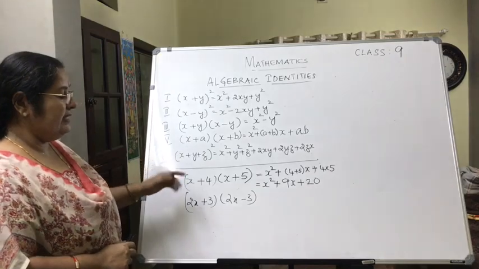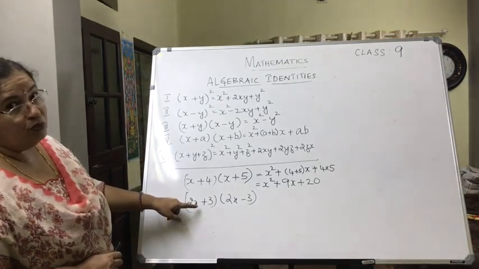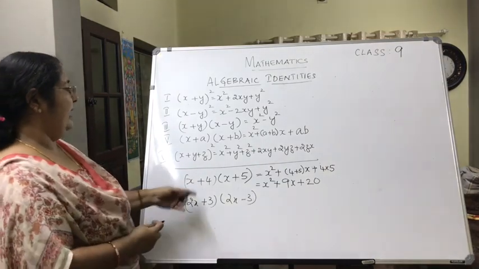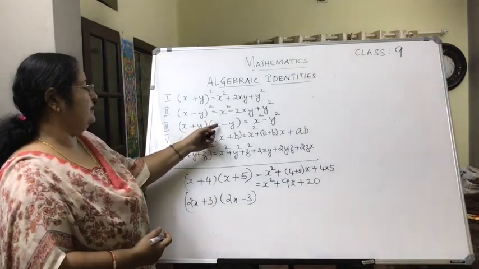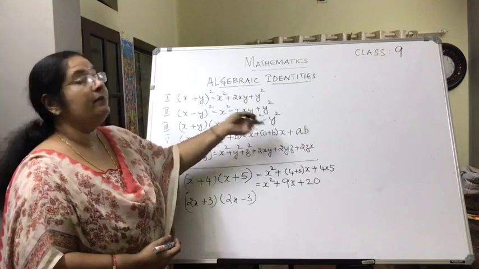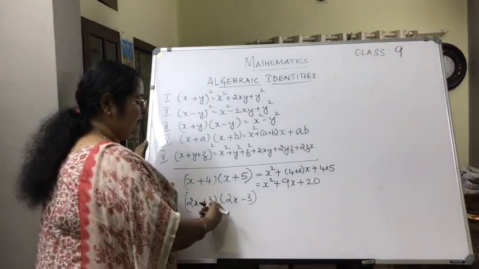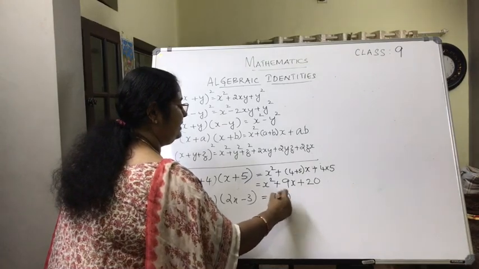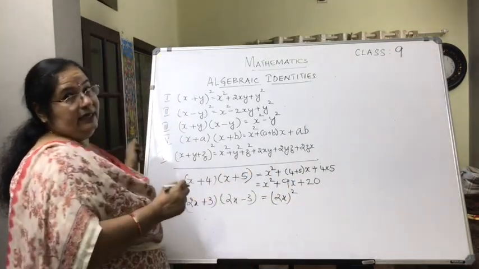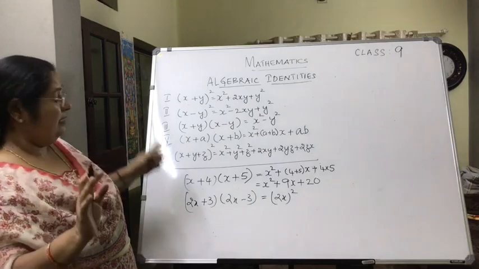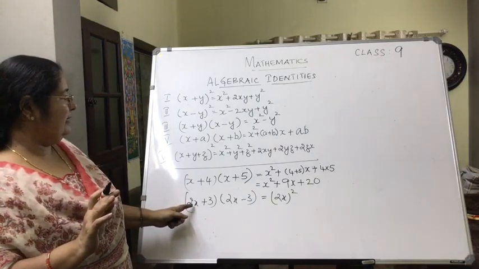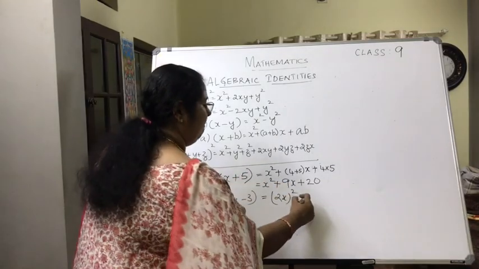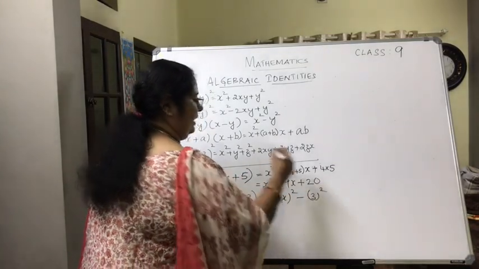So what is our x here? Our x here is 2x and y is 3. So using the identity (x plus y) into (x minus y) is equal to x square minus y square, (2x plus 3) into (2x minus 3) can be written as (2x) the whole square. It is not x alone squared because our x here is 2x. So (2x) the whole square minus 3 square.